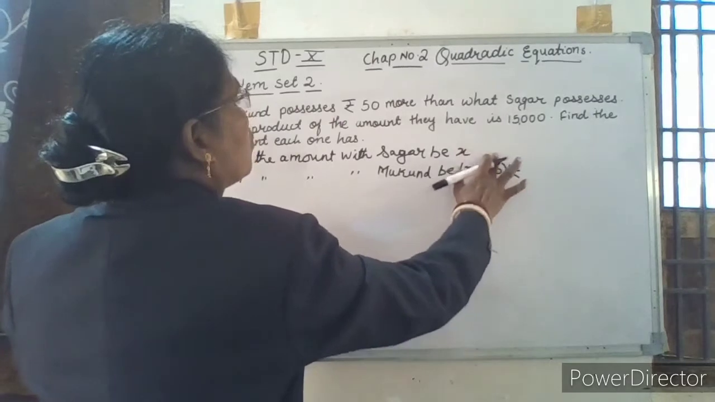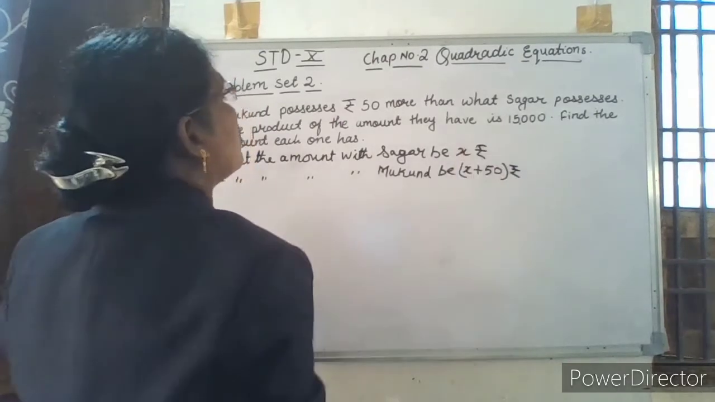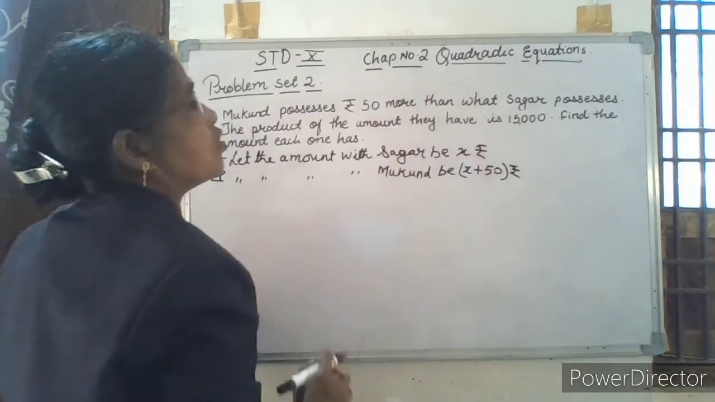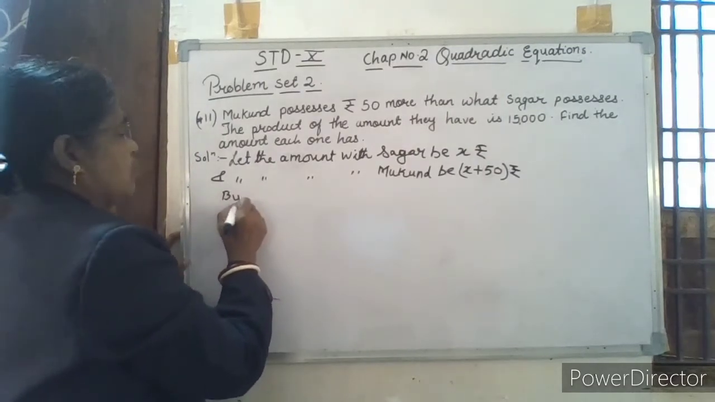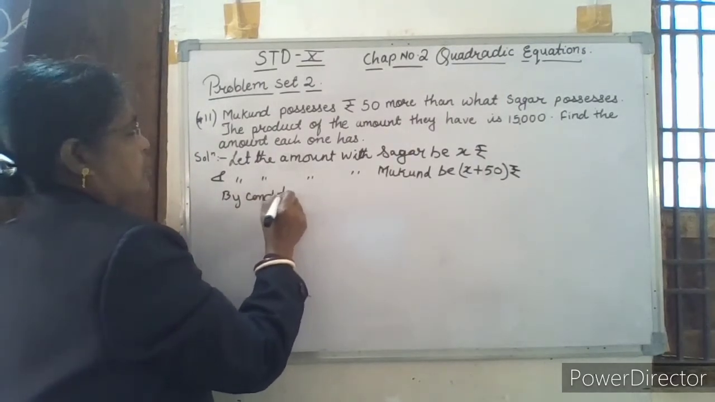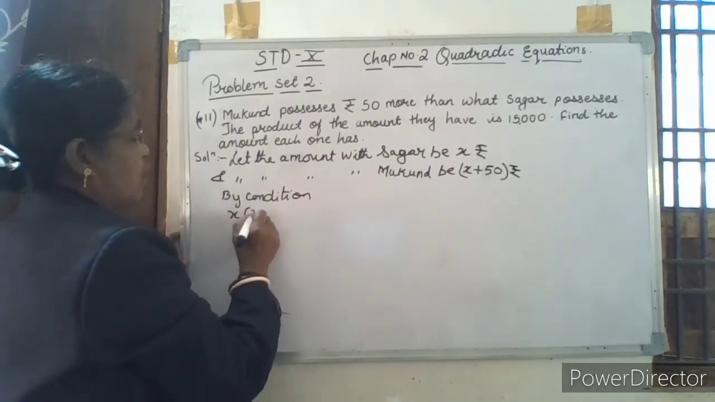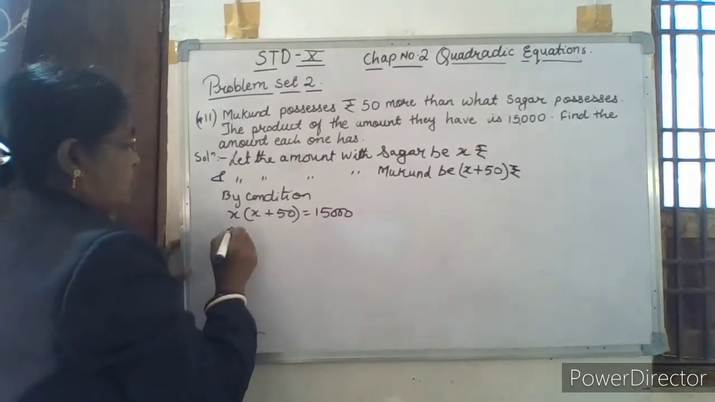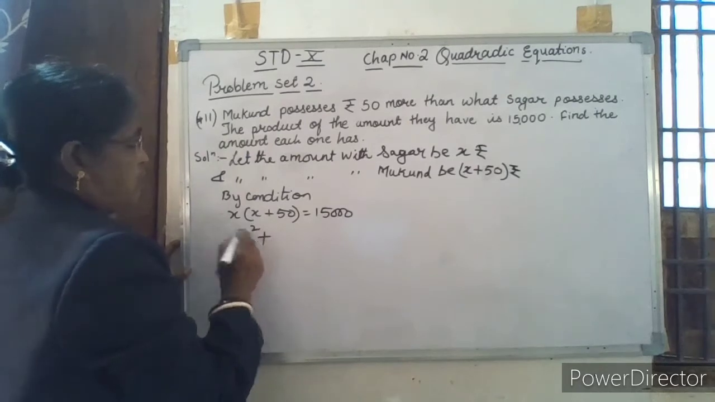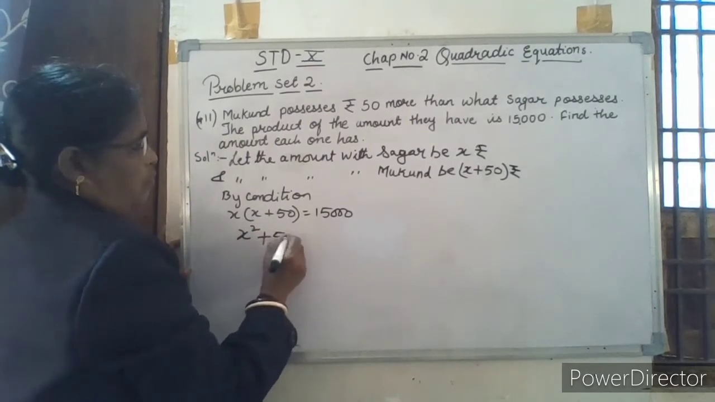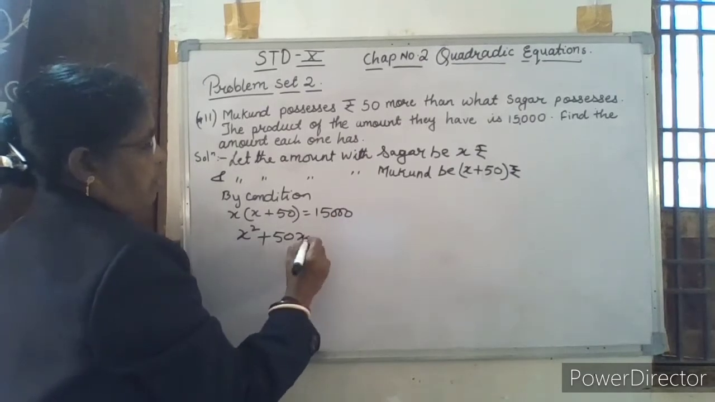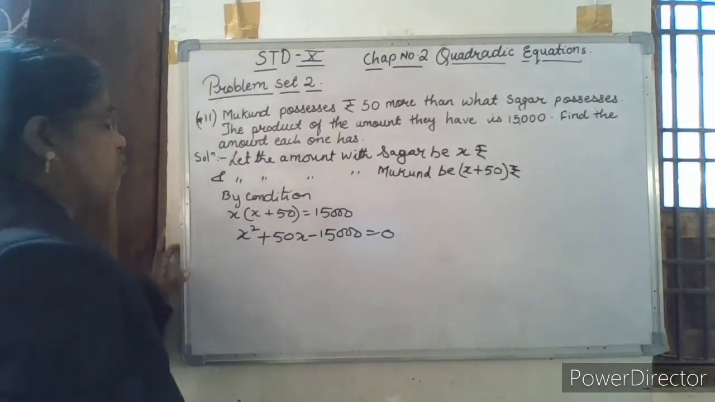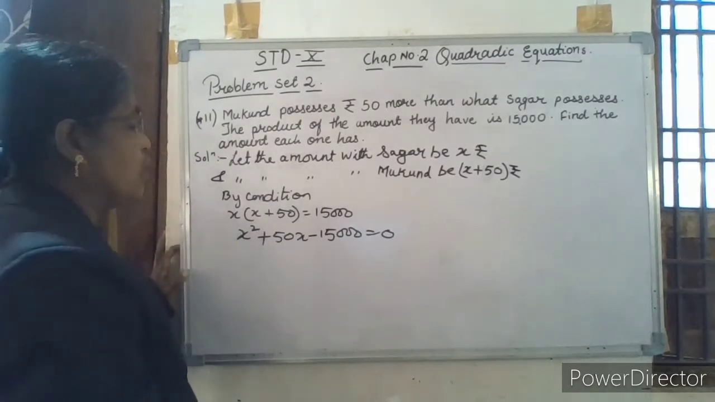Now, the product of the amount they have, product of this is equal to 15,000. So by condition, x into x plus 50 is equal to 15,000. So x into x is x square, plus into plus is plus, x into 50 is 50x. I'll bring this side, minus 15,000 is equal to 0.